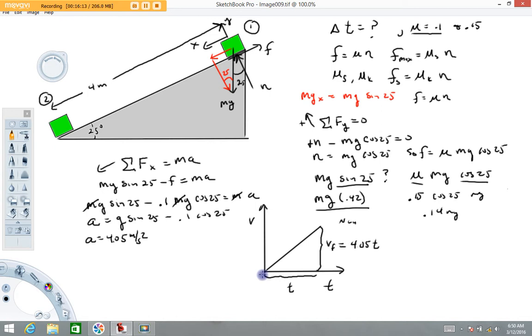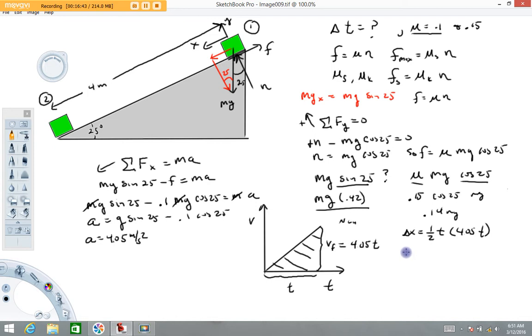All right, next step. The area under this curve, this area right here, is going to give the change in position, the delta x. And that's going to equal, because this is a triangular area, 1/2 t times whatever this distance is, which can be written 4.05 t.